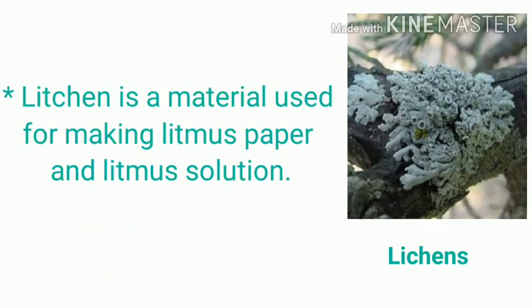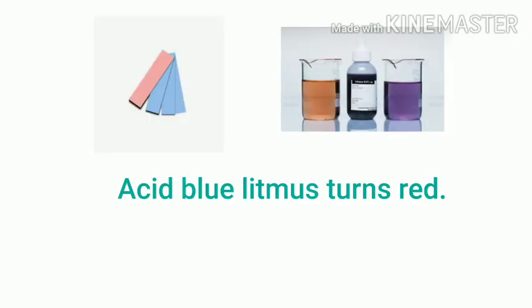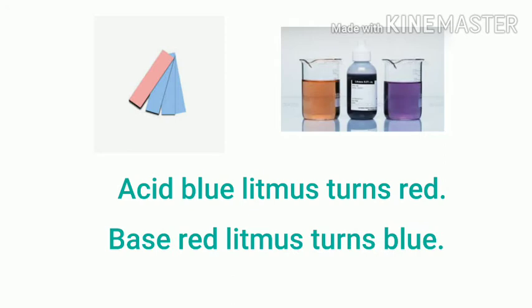One more thing you should know, that lichen is the main material for making litmus paper or litmus solution. When you are testing acid, blue litmus turns red, and in base, red litmus turns blue. You had learned in the previous class that litmus paper and litmus solution are made from these lichens. So here we saw about different types of nutrition in heterotrophs itself.